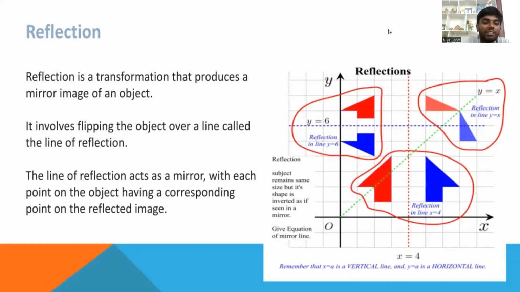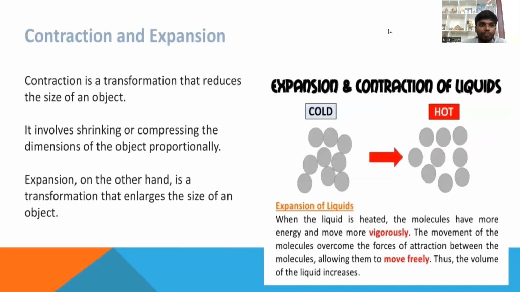Now, what is reflection? Reflection is a transformation that produces a mirror image of an object. It involves flipping the object over a line called the line of reflection, as you can see in the diagram. The line of reflection acts as a mirror, with each point on the object having a corresponding point on the reflected image.